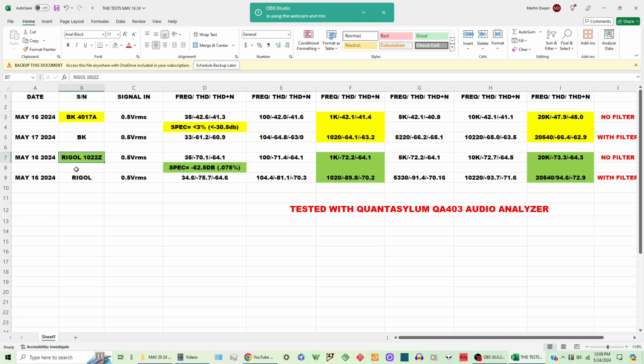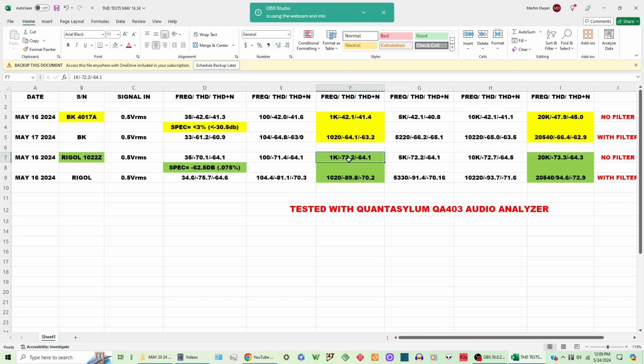The Rigel we have here is a 1022Z. Again, the test voltage is 0.05 volts into the filter. The spec for the Rigel, they give it in a percentage rather than dB, but the spec for the Rigel, as far as total harmonic distortion goes, is 0.075%. Now, that's pretty good. That corresponds, by the way, to minus 62.5. I measure dBs rather than percentage. So let's take a look at 1KC.